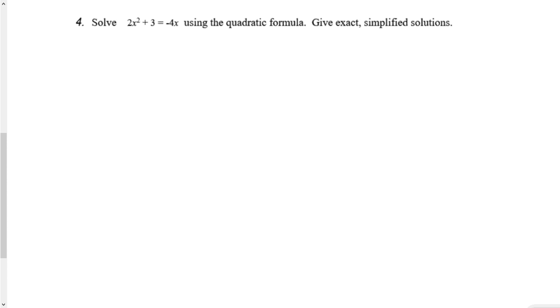You can also give number 4 a try. Remember that you have to rewrite it first into standard form by moving this negative 4x over to the left. And then you can pause the video while you try that one, and then we'll check it.